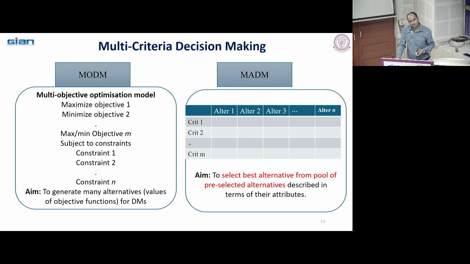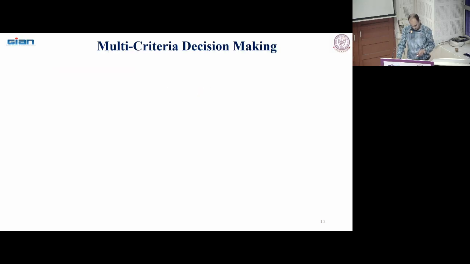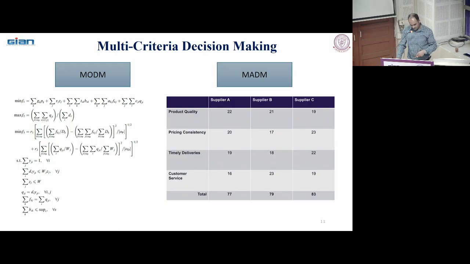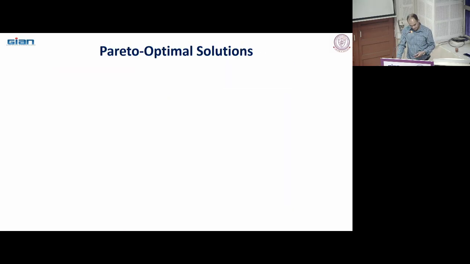What is the input for an MCDM method? MADM attributes. How do you get the data? Through surveys, through experts. We develop the pairwise comparison matrix and send it to the experts. So this is an example again. You can see three objectives and then constraints for MODM, and for MADM, four criteria and three suppliers.